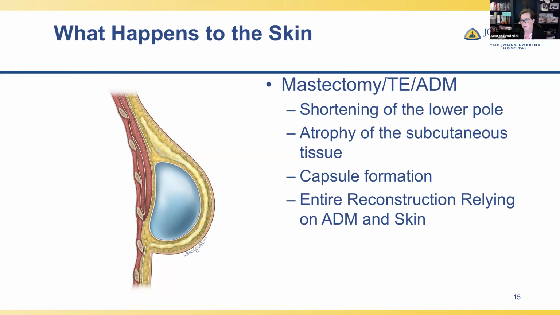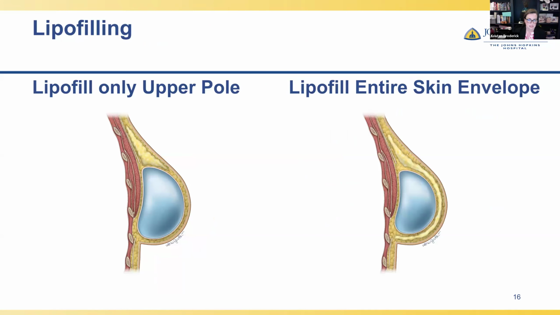In very thin patients, that can be a problem because it's very hard to fat graft into very thin scar tissue. You have to wait a little bit longer for the capsule to form because the capsule is not as strong on top of the muscle as it is below the muscle. And basically the entire reconstruction relies on the strength of the acellular dermal matrix or whatever the mesh is and the skin itself.